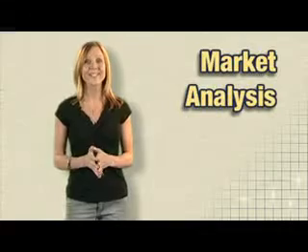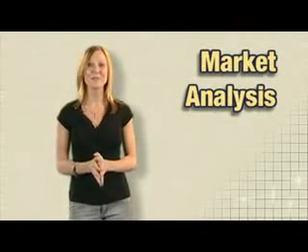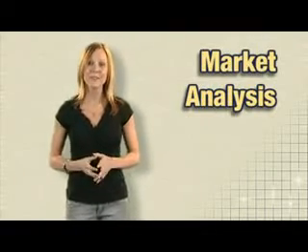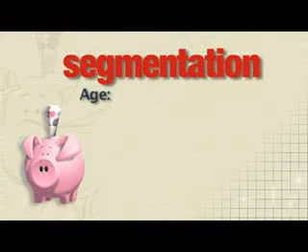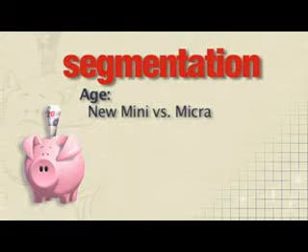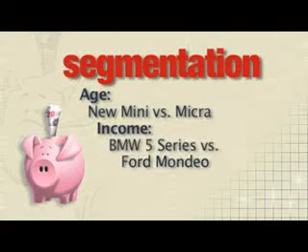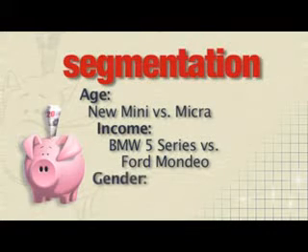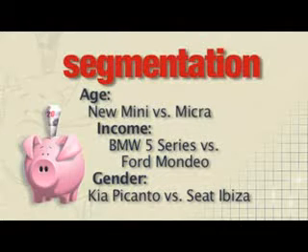How did it go? You've probably got these segments written down or something similar. Age, for example, new Mini versus Micra. Income, for example, BMW 5 Series versus Ford Mondeo. Gender, for example, Kia Picanto versus Seat Ibiza.